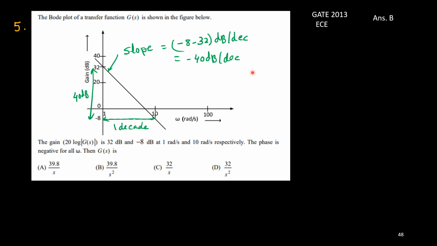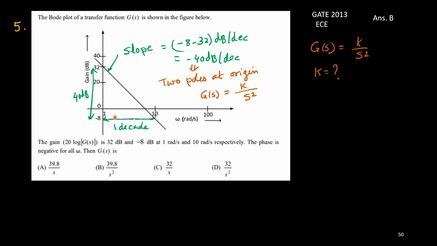You know that if it is minus 20 per decade, then there is one pole. If it is minus 40 per decade, 2 poles. And obviously it is at the origin because it is continuous, not asymptotic. Thus a 1 upon s square form will be there. So with 2 poles at the origin, G(s) will be of this form, k upon s square. Now we need to find this constant k again.